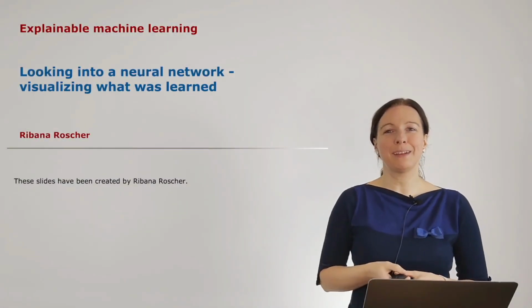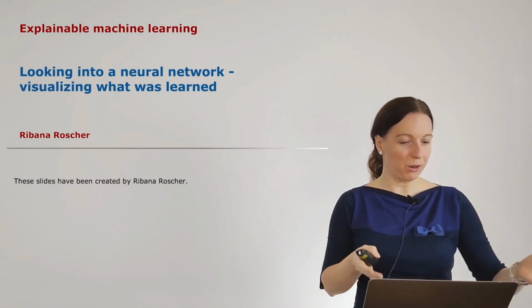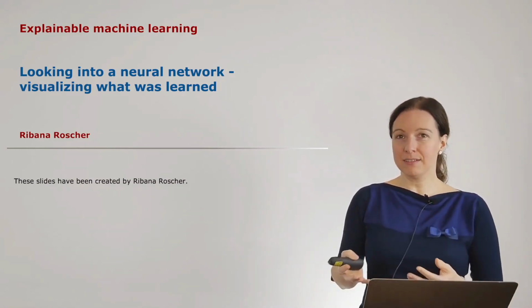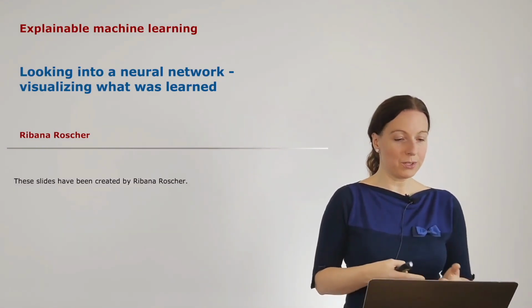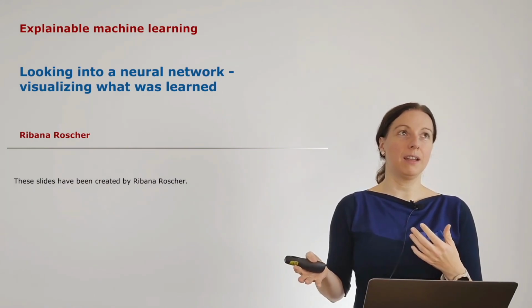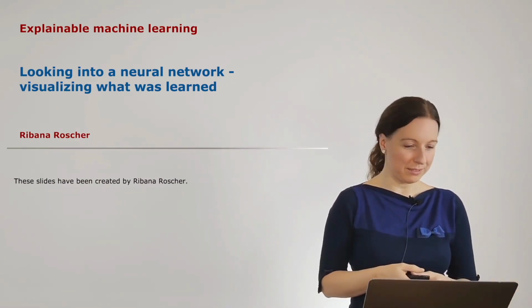Welcome to the second lecture in the series Explainable Machine Learning, and today we will talk about how to look into a neural network. After this lecture, you know how to visualize what was learned in the network and how you can, in detail, visualize all these specific components in a neural network.